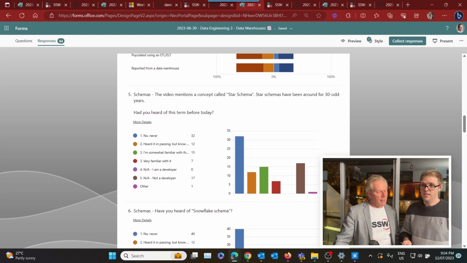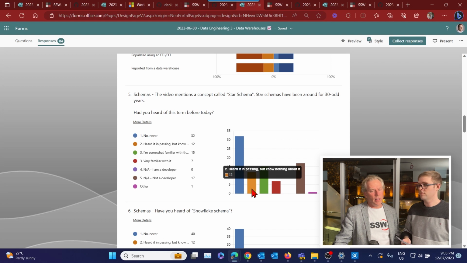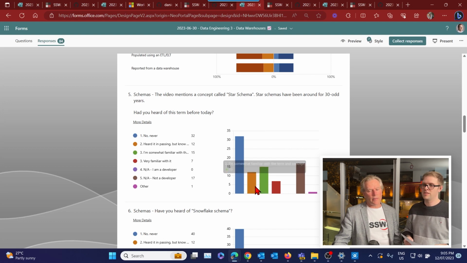So let's talk. Got some results of this star schema. Lots of devs had never heard of star schema or Snowflake schema, which makes sense because they're the bread and butter data warehouse concepts. They don't know much about it, and that's the majority in the blue line. But they know a bit. Yeah, a little bit. They've heard about it in passing.